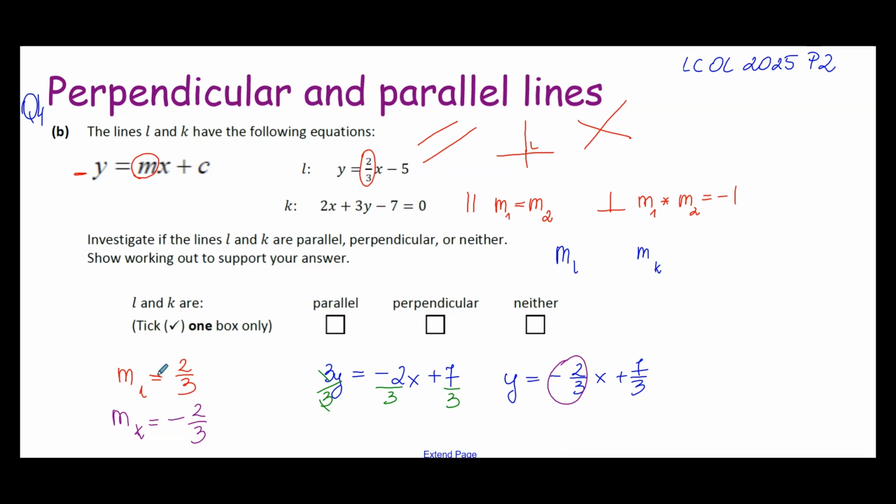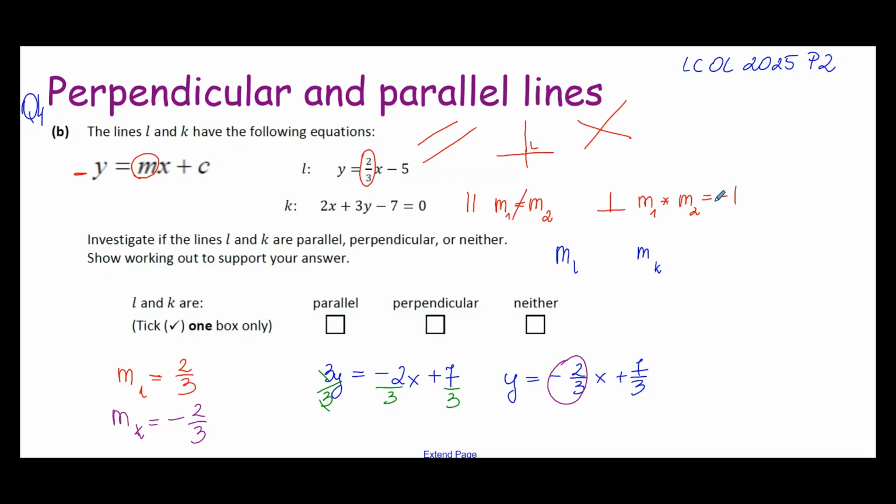So straight away, we can see that, oops, that was a plus, sorry. So we can see that they are not exactly the same. They are almost the same, but they are not exactly the same. So they're not going to be parallel to each other because they're not equal.